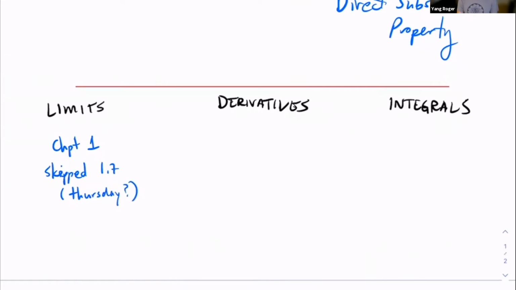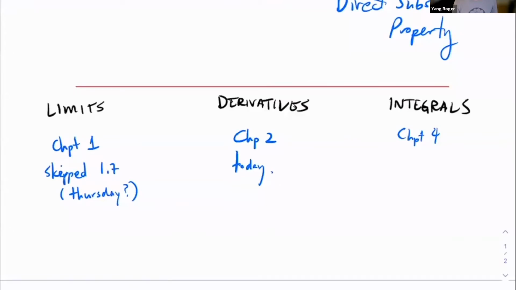But derivatives is all about chapter 2. So this is what we're studying today. This is today. And then integrals is going to be chapter 3, or chapter 4, sorry. Integrals is chapter 4. So let's talk about derivatives.